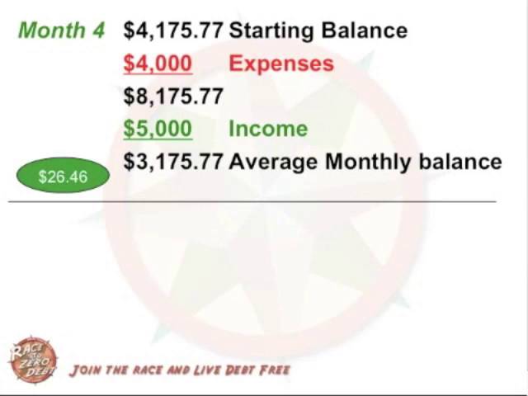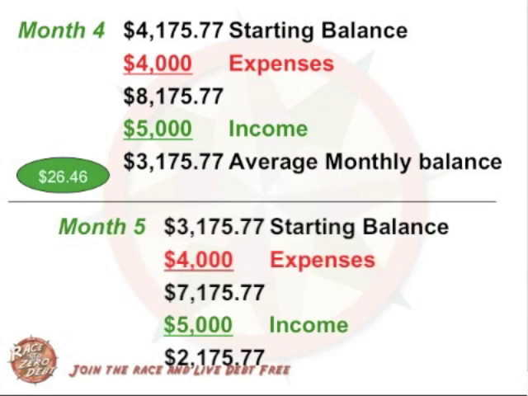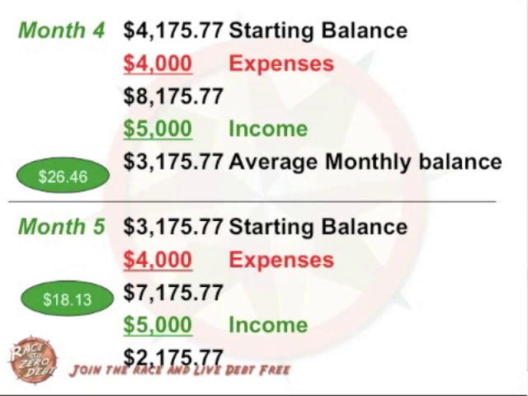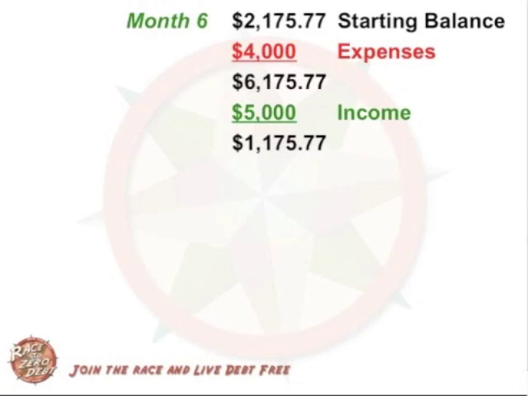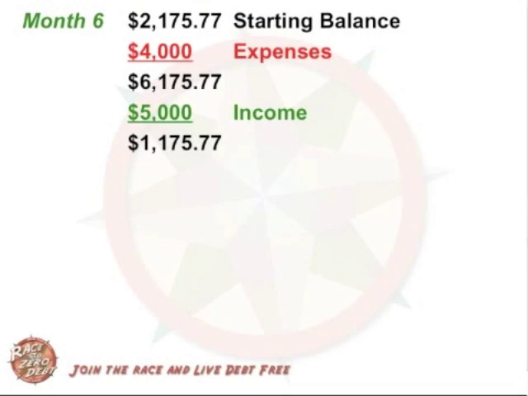All right, month 4, we do it all over again. Notice that our balance is reducing each month by the amount of our discretionary income. And in this case, it's $1,000 a month. All right, so this month we have a finance charge of $26.46. Month 5, we do it all again, and we have a monthly finance charge of $18.13. Let's go to month 6, and we do it all again.